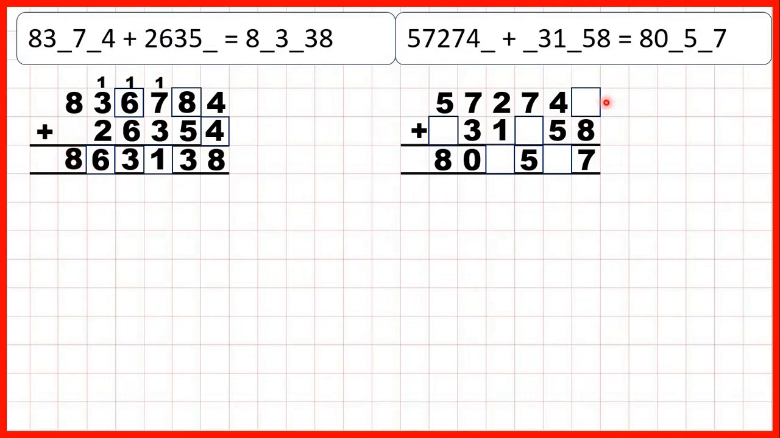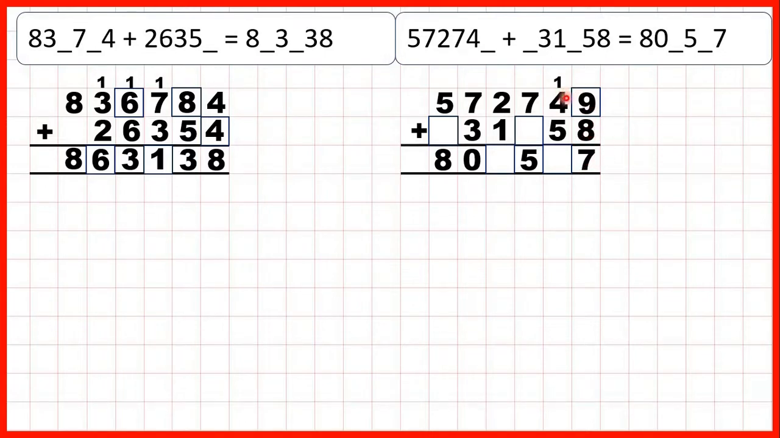So let's move on to this problem here. We have something plus 8, but we only have a 7 as the ones digit of our answer. So we know that they haven't added to make 7. They must have added to make 17, and then written the 1 above the tens column. So we need to do the same. Now 9 plus 8 is 17, because 17 minus 8 is 9.